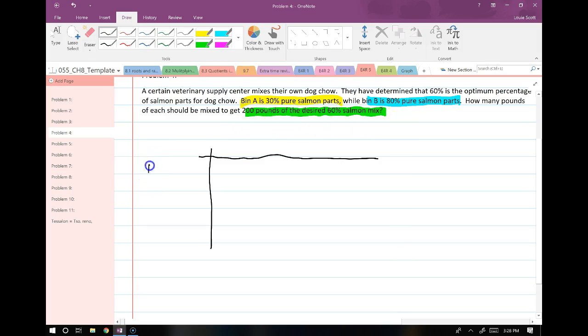Up on the first one, we're going to call that total weight. In the middle column, we put multipliers just like always. What do we put in the last row, below multipliers, for this problem? In the past, total pounds was up top, and what results from those pounds? Before we've used pure acid. Total salmon, there you go. Total amount of salmon parts.